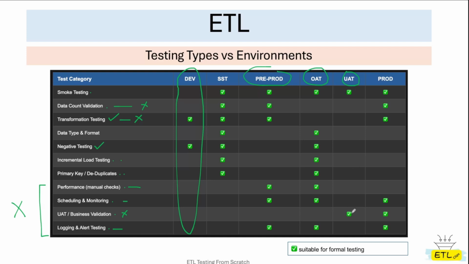And UAT is specially designed for user acceptance testing, hence we do only a bit of smoke testing there. Then it is done by business users, not the testing team as such, because the business users have to validate that the system is working as expected from a business point of view. So this is a separate environment maintained here.